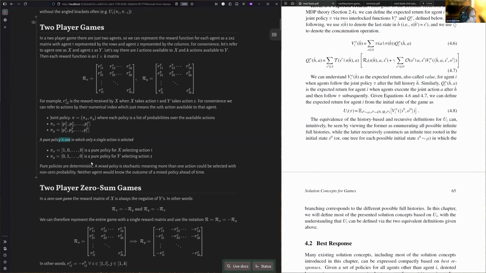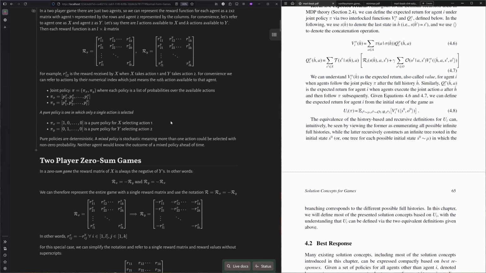And if a policy is not pure, then it's a mixed policy, meaning it's stochastic. So there's some non-zero probability of selecting more than one action. Whereas a pure policy is a deterministic policy, meaning the action selection would always be the same. So does that make sense? Yeah, the difference between the pure policy and mixed policy regarding the stochasticity of it makes sense. Okay, great.